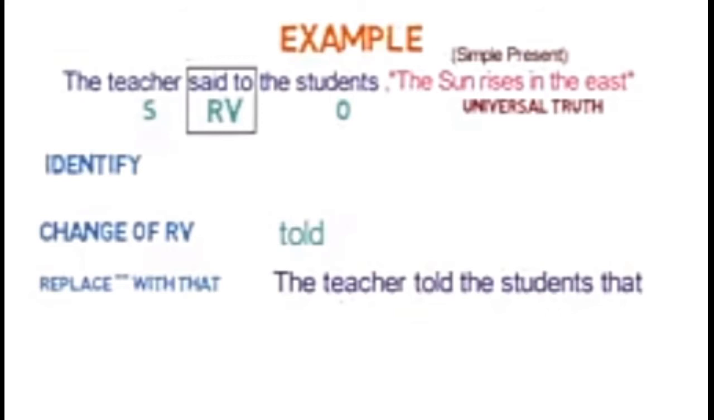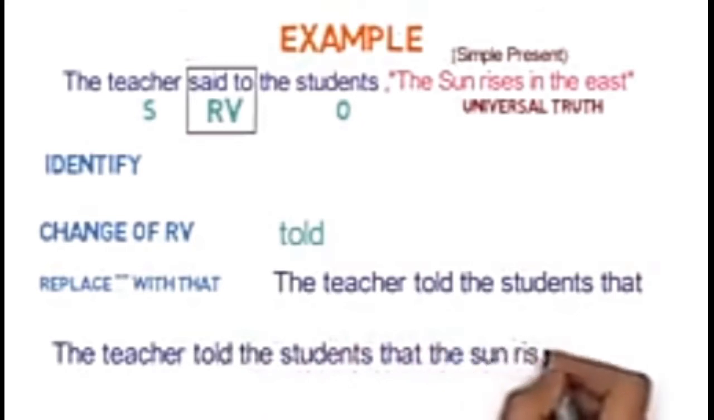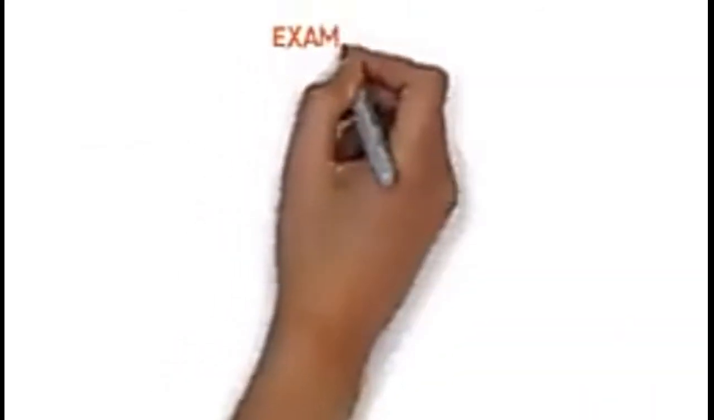And the sixth step of change in time denoting word. As there are no such words, this change won't come. So the final sentence in the indirect speech is, the teacher told the students that the sun rises in the east. Let's look into one more example to make things even clear.